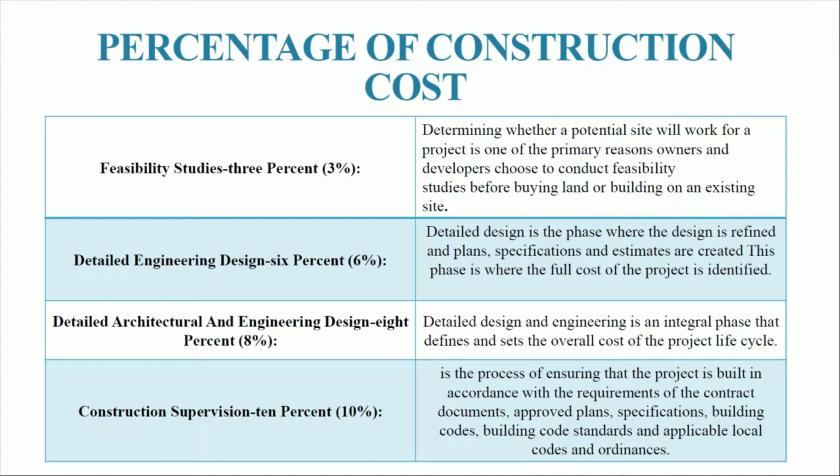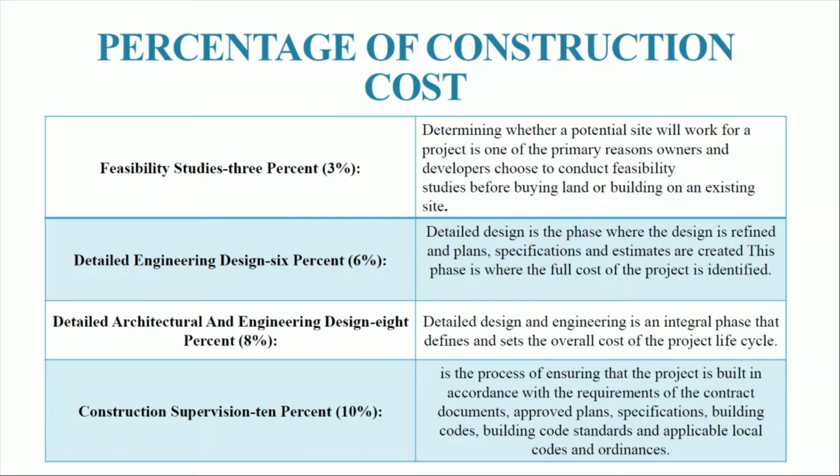And to ensure that the project is possible, and since it's already a detailed design, it means that the plans as well as the specifications of the project and the estimation of the materials that will be used will be included in this phase. So next we have our detailed architectural and engineering design.